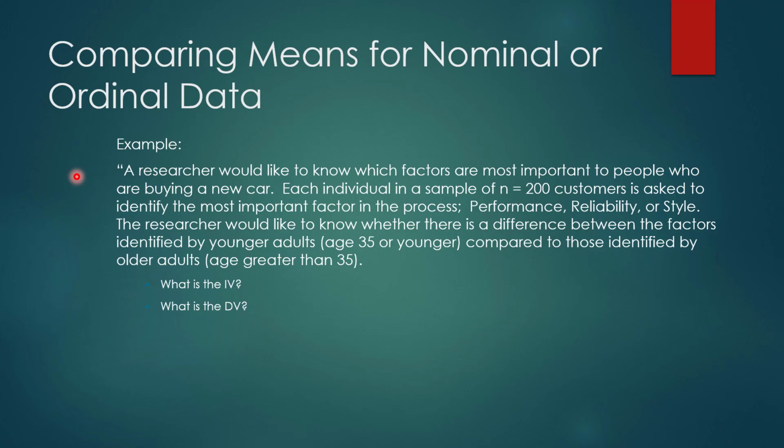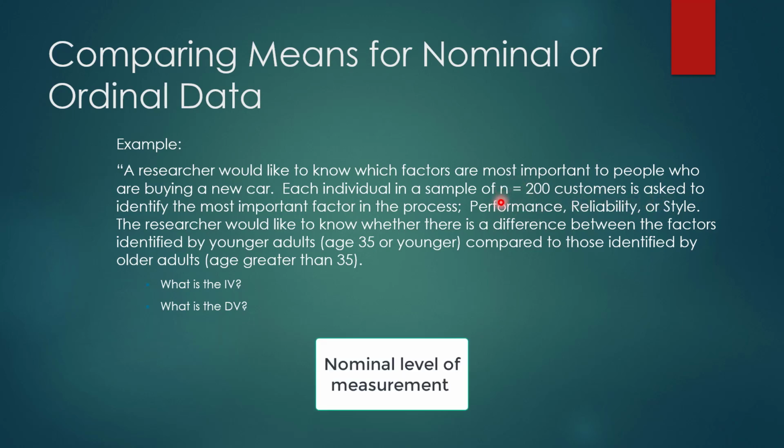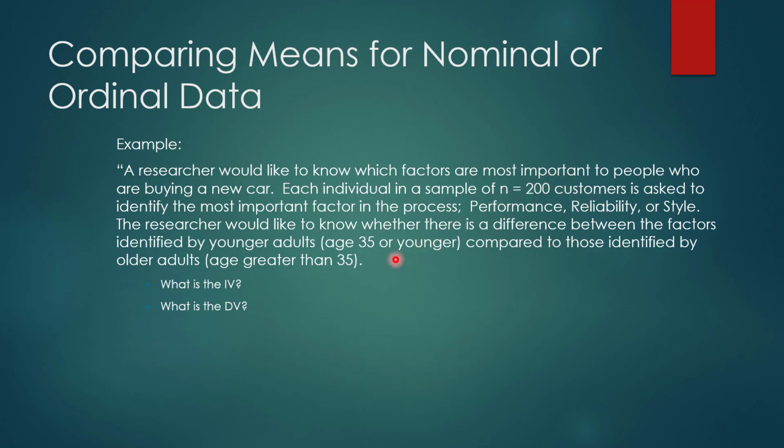So what's the independent variable? And it's not necessarily being manipulated. This is more of a quasi-experimental study. So they're comparing younger adults with older adults. And then what are they measuring? What is the most important factor in buying a new car? So whether it's performance, reliability, or style. So the idea is that you would expect these 200 customers, younger and older, to be evenly distributed amongst these three. If they're not, then it shows you have a difference. So that's where you have your expected probability compared to your outcome probability.